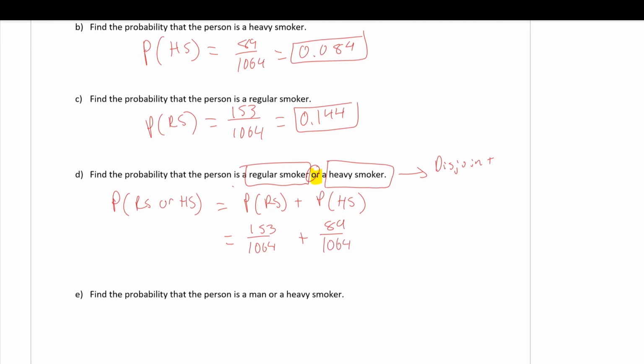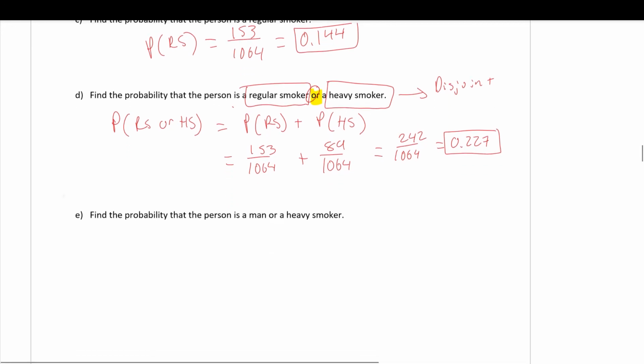Okay, and we get 242. And of course, if you round that, we get 0.227. Okay, so you always want to use the original given values instead of rounded numbers in all subsequent calculations.